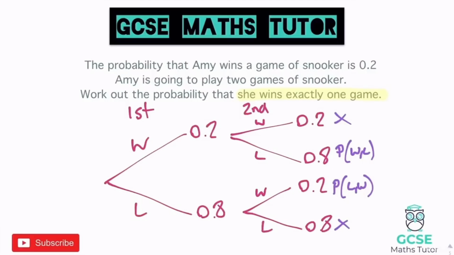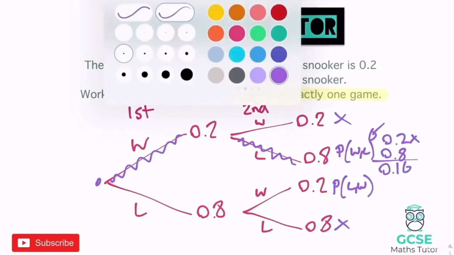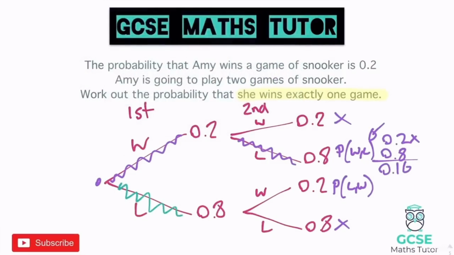All we need to do is work out these 2 probabilities. So to get to this second branch here, if we go to the start, we go up through the win and down through the loss. So that's 0.2 multiplied by 0.8. And 0.2 times 0.8 is 0.16. Looking at the second option there, she could lose and then win. And that just goes through 0.8 multiplied by 0.2, which gives us the same answer there of 0.16.